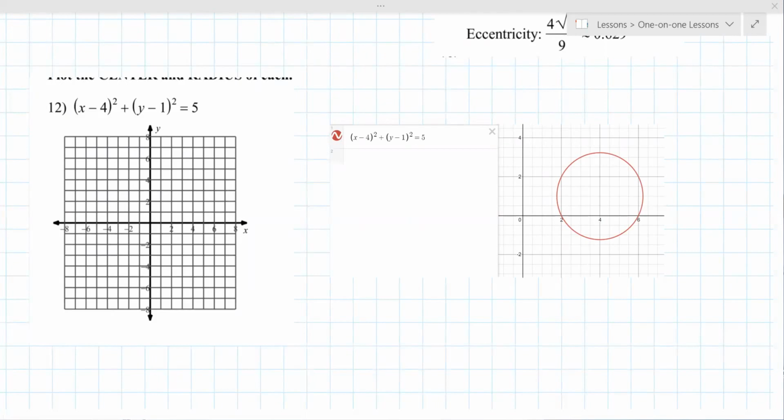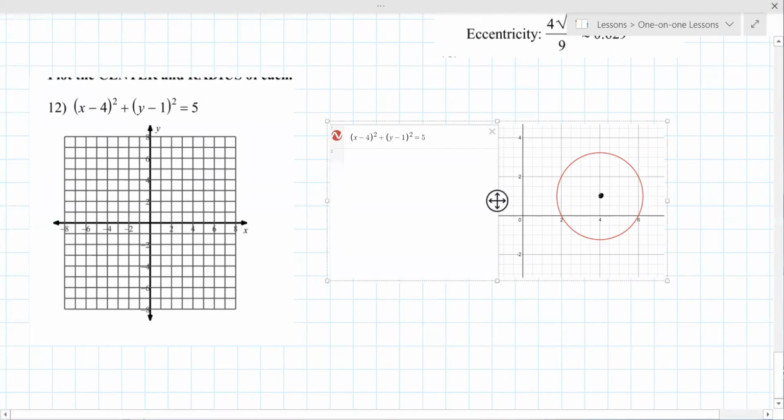What are they asking for here? They're asking for the center and the radius. Okay, so the center is H, K. You can see from the graph the center is right there, but you can also read it off here, H, K. It's 4, 1 is your center. That's the first thing. The radius is the square root of this number, so it's the square root of 5. It's not 5, because 5 would get you way out here, up, down, left, right, in all different directions.